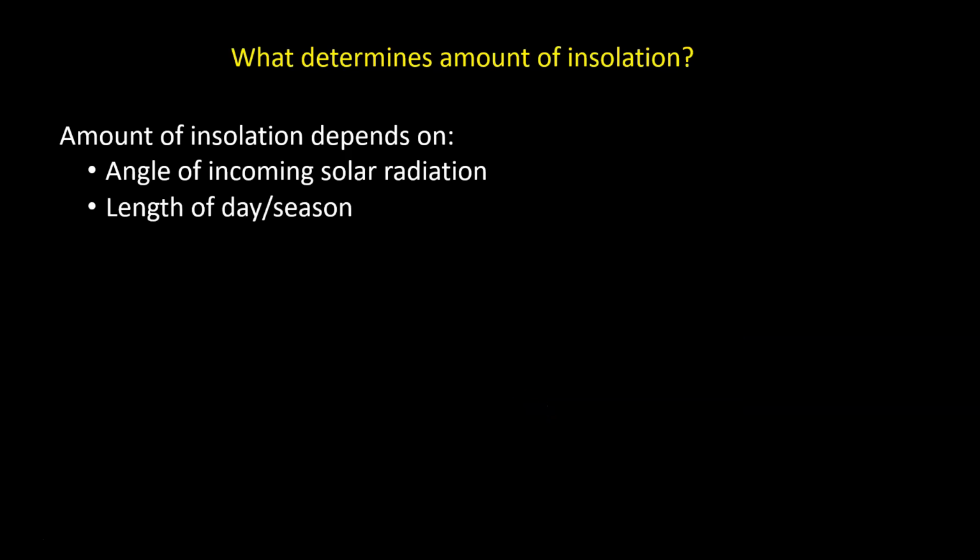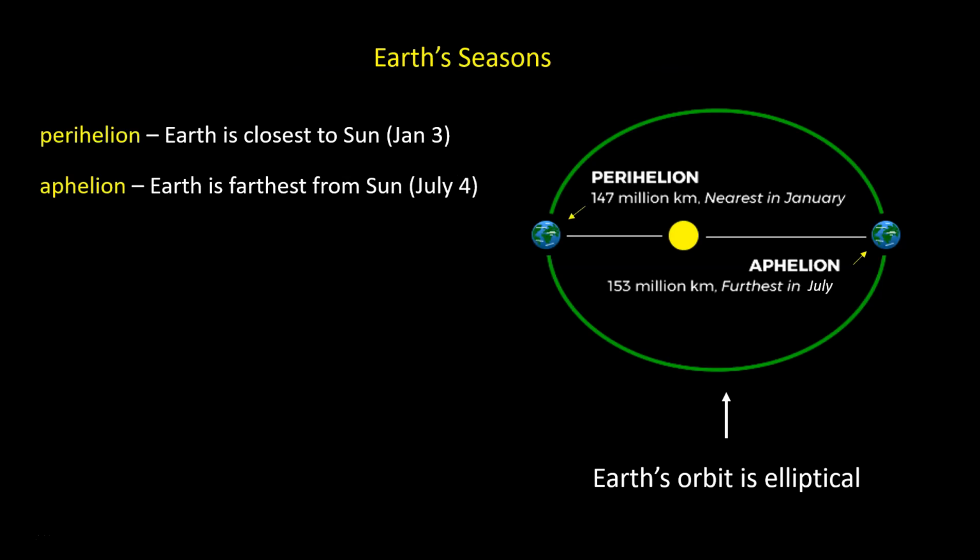In addition to the angle at which it hits Earth's surface, another major factor in the amount of insolation a location receives is the length of day, which is directly related to the seasons. Now, at this point, we want to take a few minutes and remember back to what we were taught in ninth grade Earth science. First, it's important to remember that Earth's orbit is not circular, it's elliptical. Because of this, the distance from Earth to the Sun varies throughout the year, depending on where Earth is in its orbit. More than a few people, erroneously of course, believe that this change in distance causes the seasons.